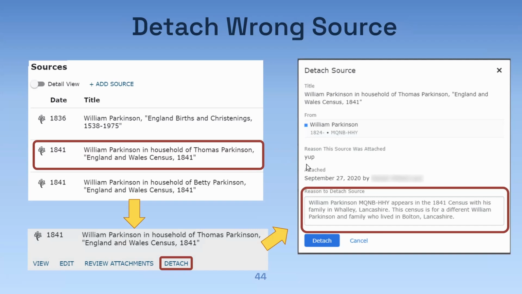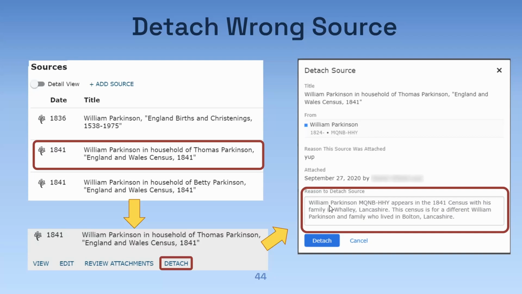And notice here, this just makes me smile. The poor person who attached this incorrect source probably was puzzled by the thought of doing a reason statement. They're like, "Oh, whatever. I mean, it's for Thomas and Betty, so it's got to be right." So they just put as the reason this source was attached, "Yep." Well, turns out it wasn't the right source.